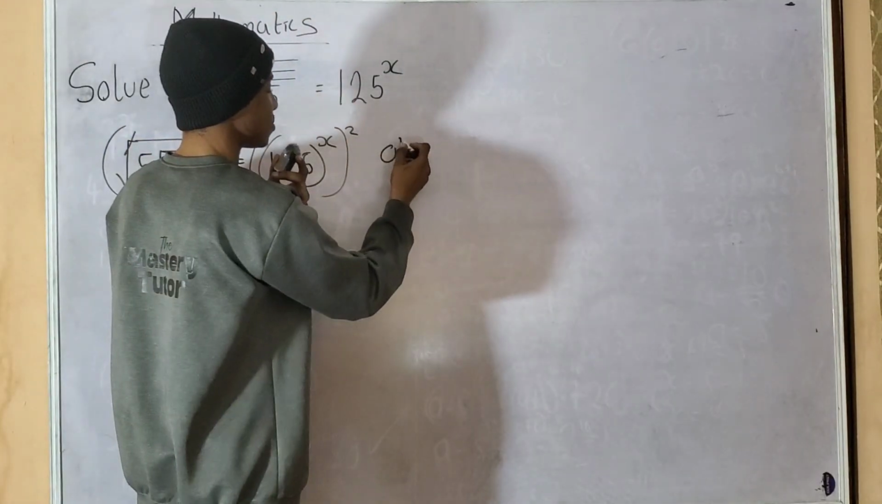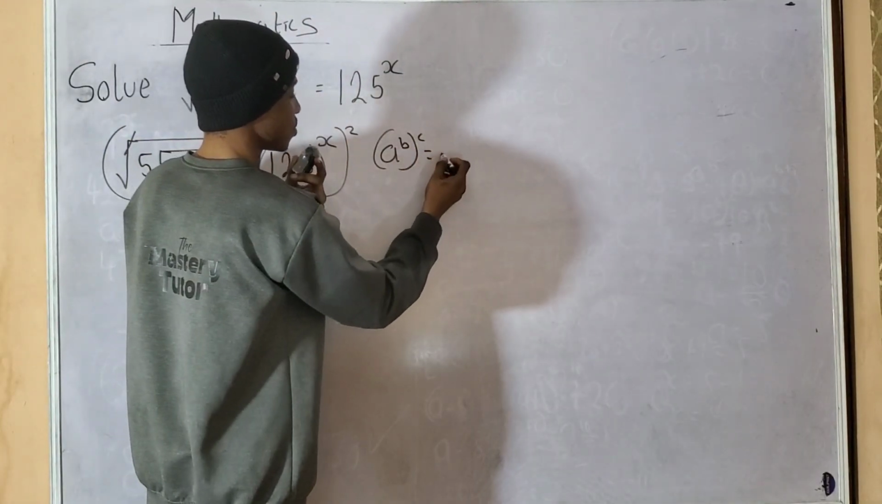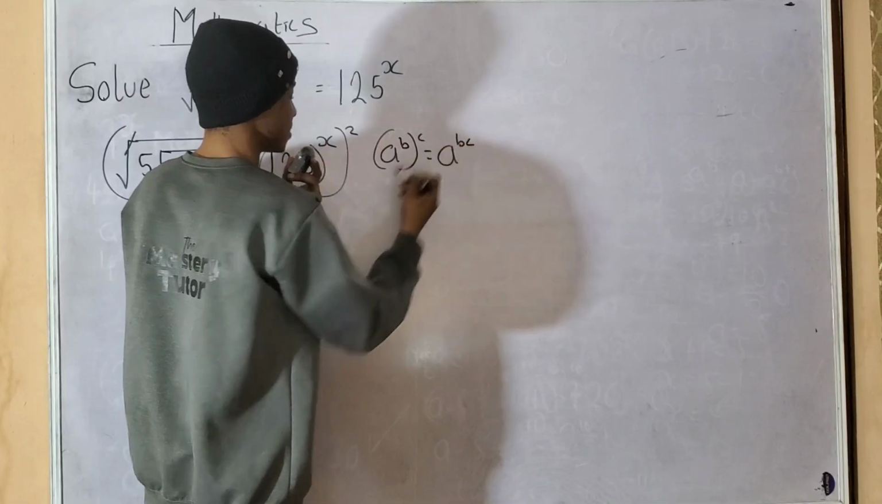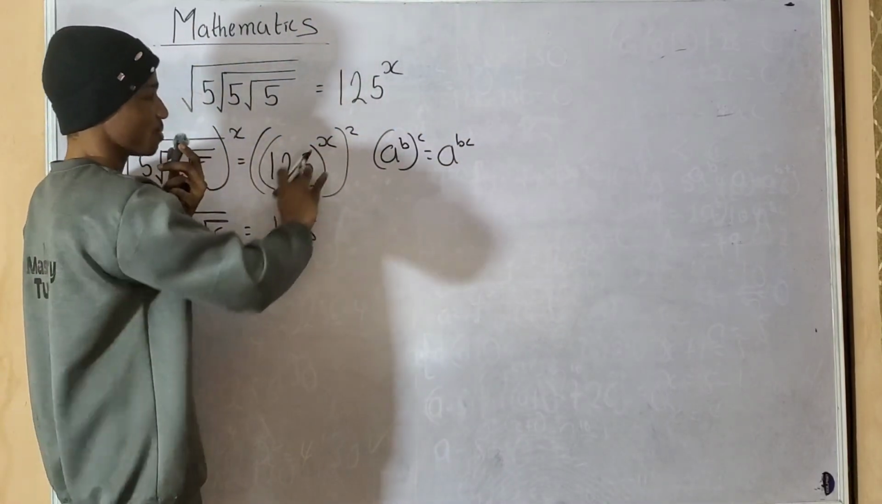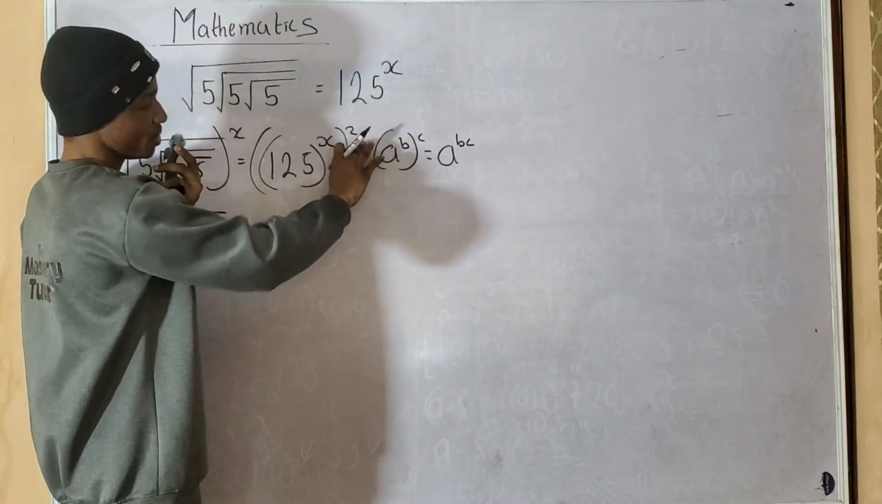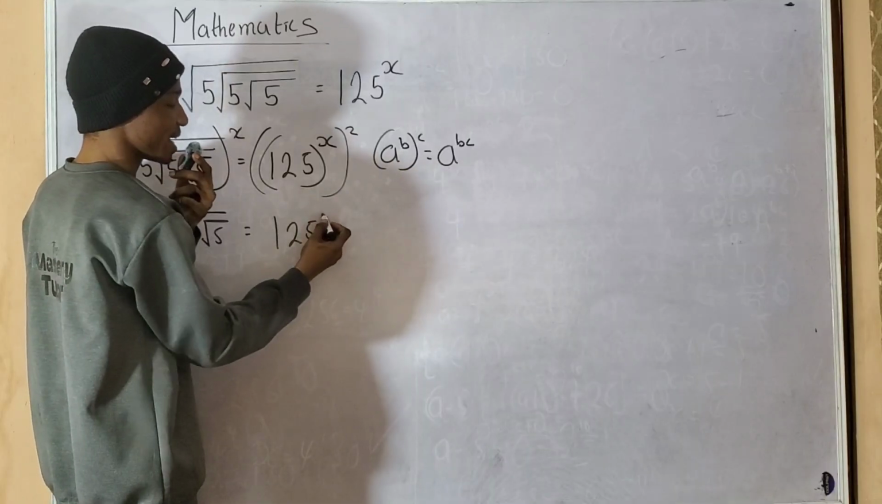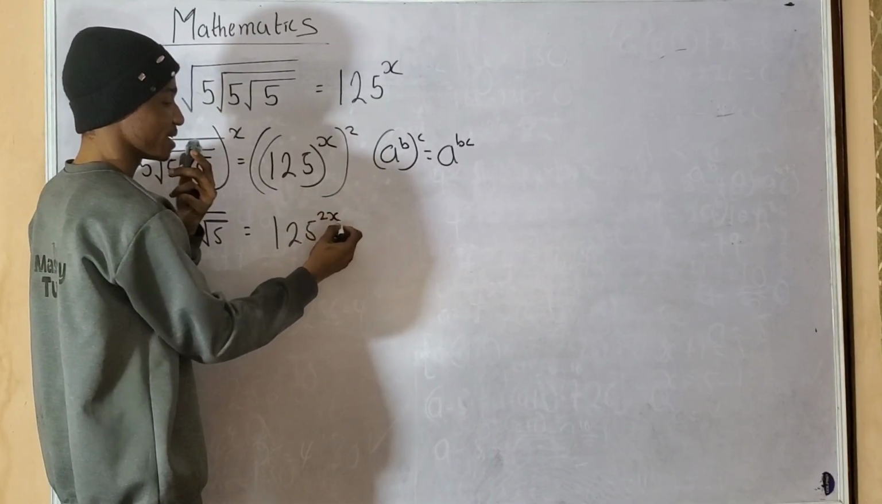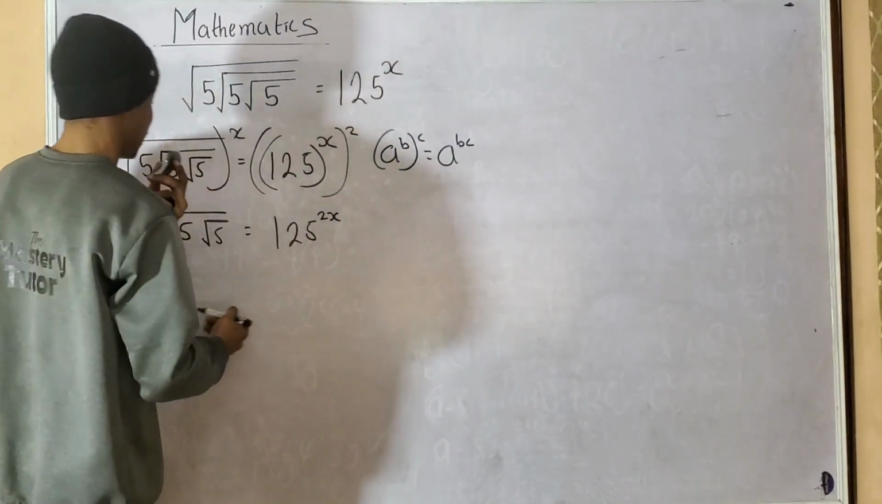According to this law, a raised to the power of b, raised to the power of c, this will be equal to a raised to the power of b times c, right? So 125 raised to the power of x, raised to the power of 2, this will be equal to 125 raised to the power of 2 times x. 2 times x is what? 2x. Are you following? Okay.